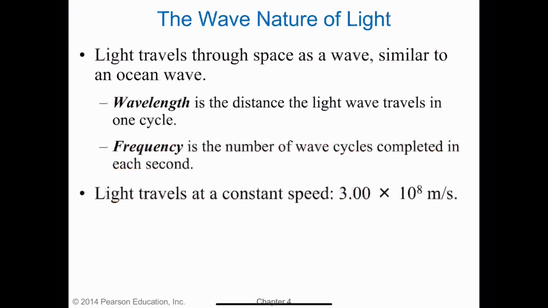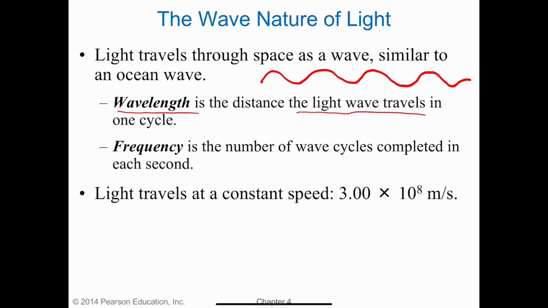But just in case you didn't know, I don't know if you've taken physics or not, light travels through space as a wave, kind of like an ocean wave. If you drop a rock in a pond, you'll see little waves. If you have a bathtub full of water and you drop some water into the bathtub, everyone's familiar with the fact that you get little waves going out from whatever hit the water. Light is the same thing. Light travels through space as a wave. Now, wavelength is the distance the light wave travels in one cycle.